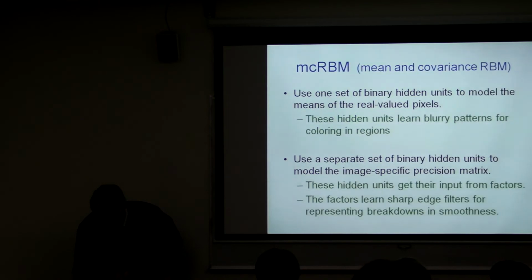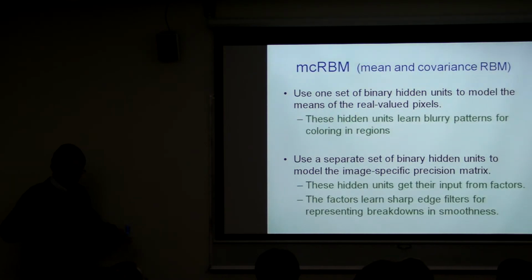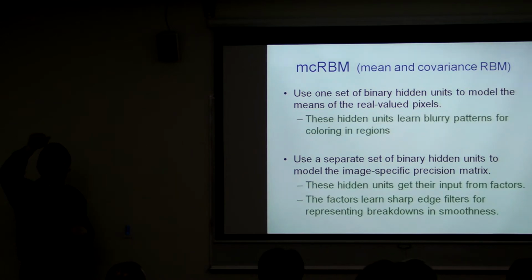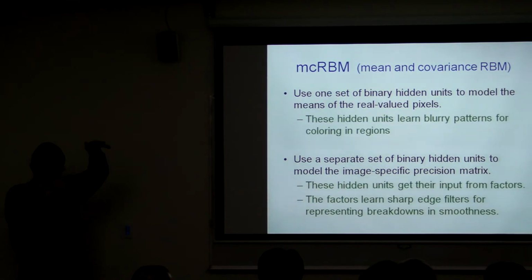So that's what I just said. So now what we're going to have is a system that has these hidden units that have the three-way factors, but it also has ordinary hidden units. You see, ordinary hidden units are good at modeling the mean values of pixels, and these three-way guys are good at modeling the correlations between pixels, and we want both. So we're going to have two different sets of hidden units.